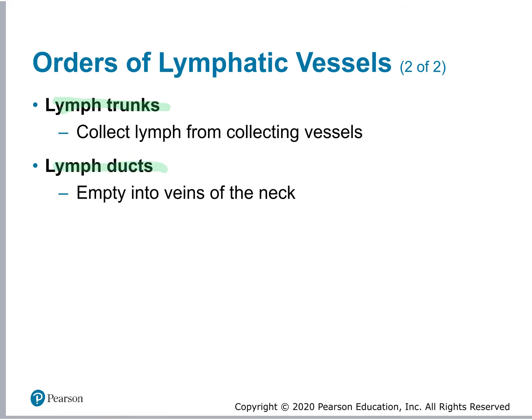And there are two main lymph ducts. There's one on the right side of the body, and one on the left side of the body. The one that's on the right side of the body is called the right collecting duct, and the one on the left side of the body is called the thoracic duct.